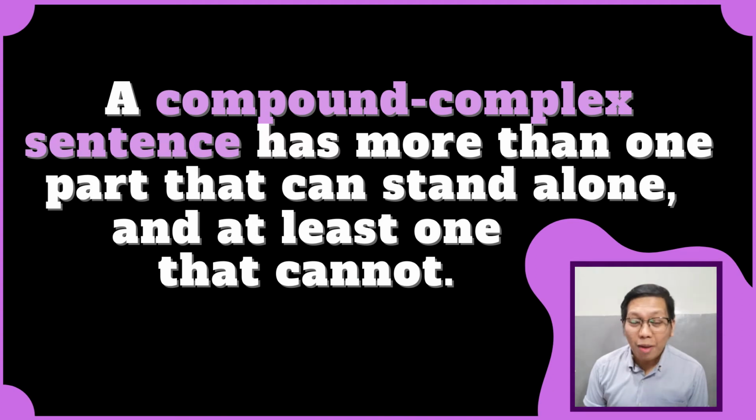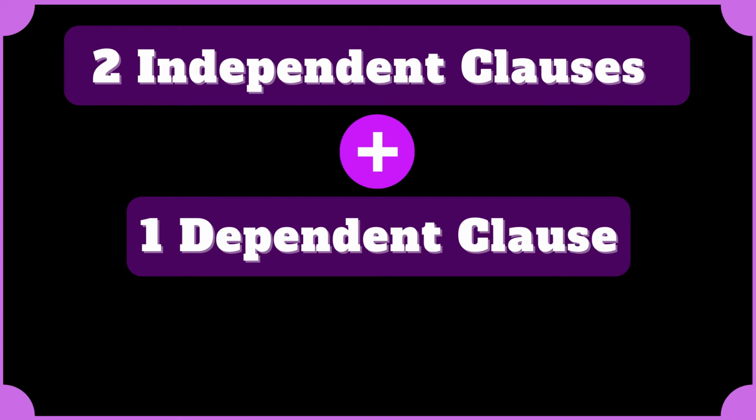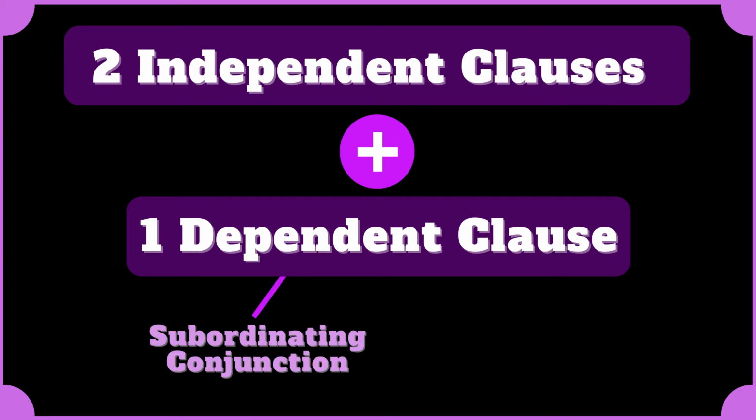A compound complex sentence has more than one part that can stand alone and at least one that cannot. This means that a compound complex sentence must at least have two independent clauses, the parts that can stand alone, and a dependent clause, the part made of a subordinating conjunction and an independent clause. These different parts of a sentence are connected or linked by conjunctions.